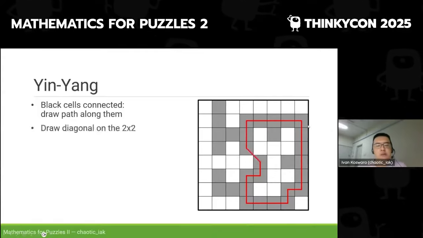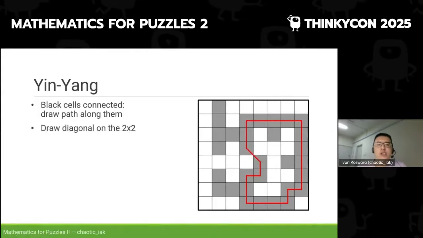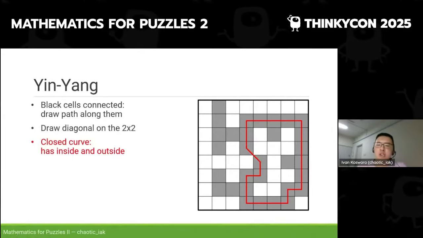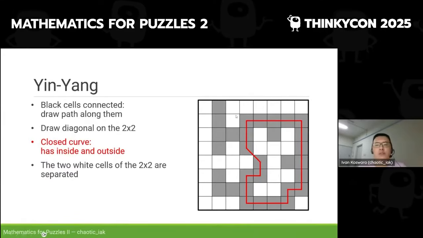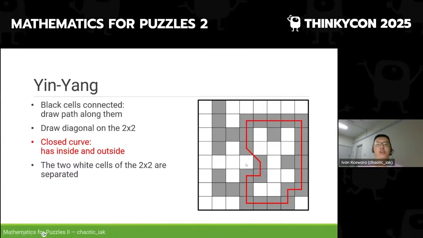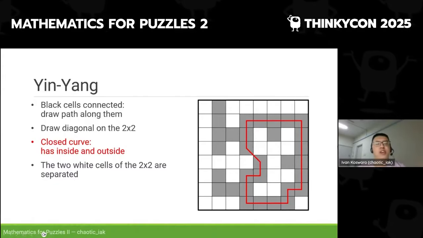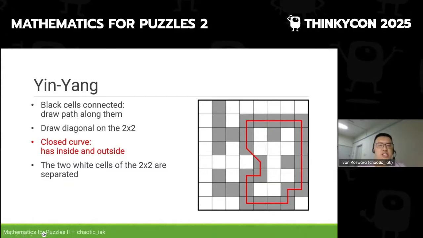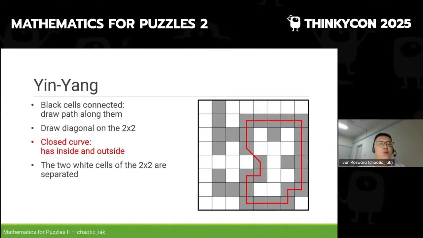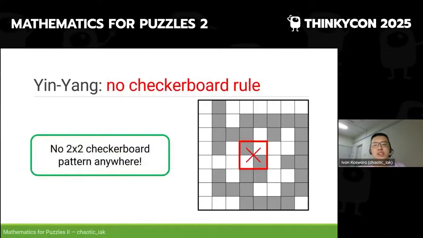By Jordan curve theorem, there is an inside and an outside. This is a problem because now the white cells are separated. One of them is inside the loop, one of them is outside the loop. They cannot be connected together. The black cells separate them. So that is a problem. And in general, this means there is no 2x2 checkerboard pattern anywhere in a solution of Yin-Yang, because we end up with this.